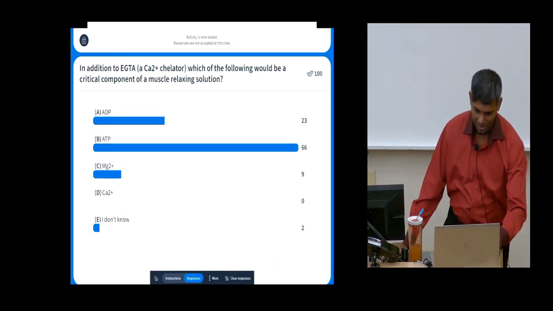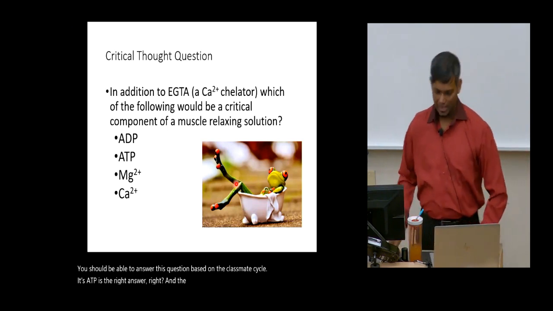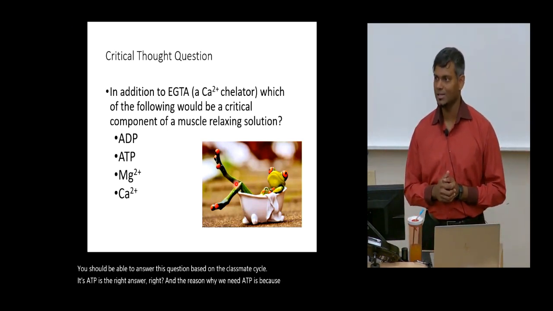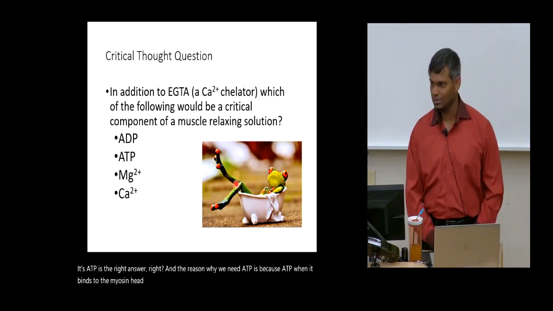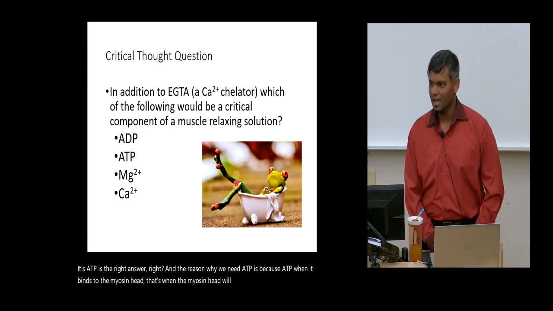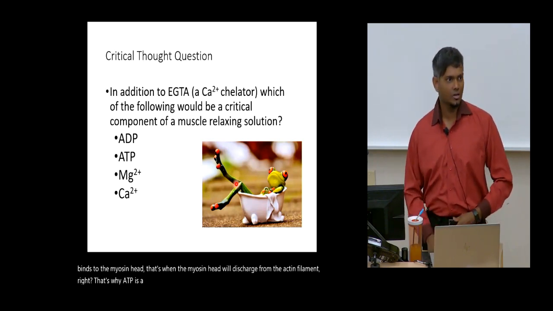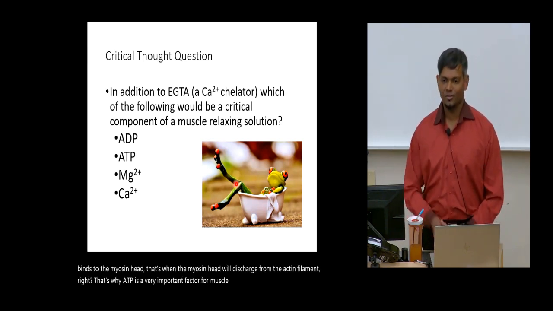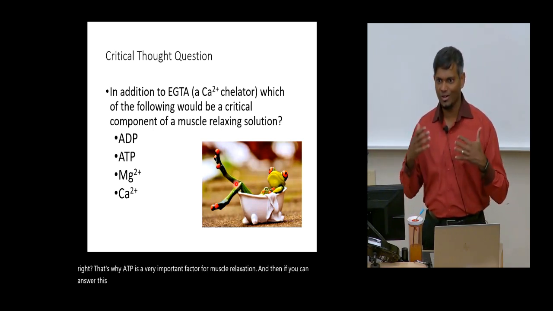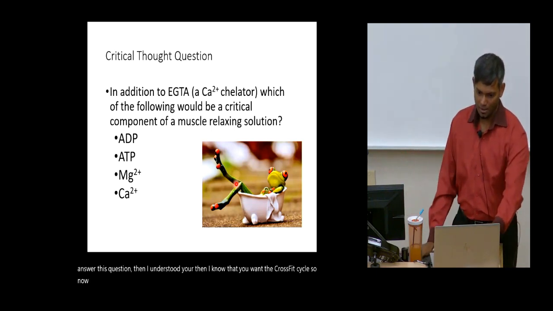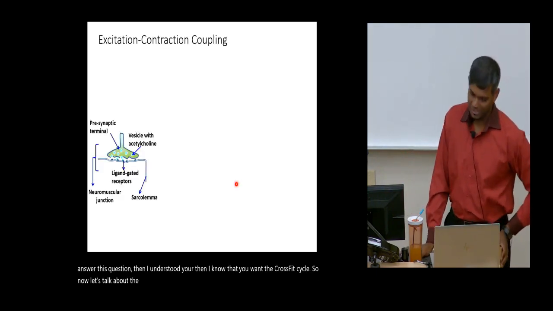It's ATP, that's the right answer, right? And the reason why we need ATP is because ATP, when it binds to the myosin head, that's when the myosin head will detach from the actin filament, right? That's why ATP is a very important factor for muscle relaxation. And if you can answer this question, then I know that you have understood the cross-bridge cycle. So now let's talk about the excitation-contraction coupling, right?